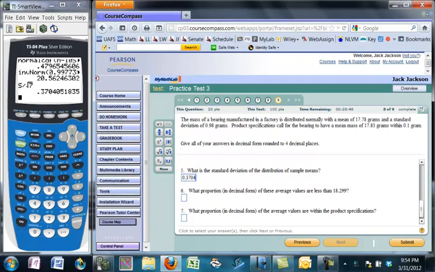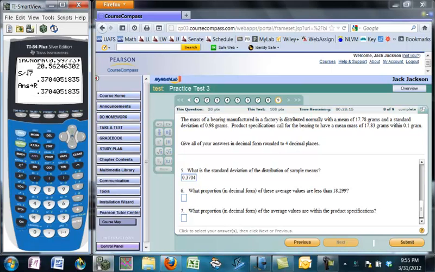0.3704. 4 decimal places for everything. What proportion in decimal form of the average values of the x bars are less than 18.299? So remember, the x bars are distributed normally, same mean, but a smaller standard deviation. So this new standard deviation, let me store that as something else. I'm already using S for standard deviation. Maybe I'll use R. So R is the new sample standard deviation. Okay, but it's still a normal distribution, so I can use normal CDF to compute probabilities. We want less than this.